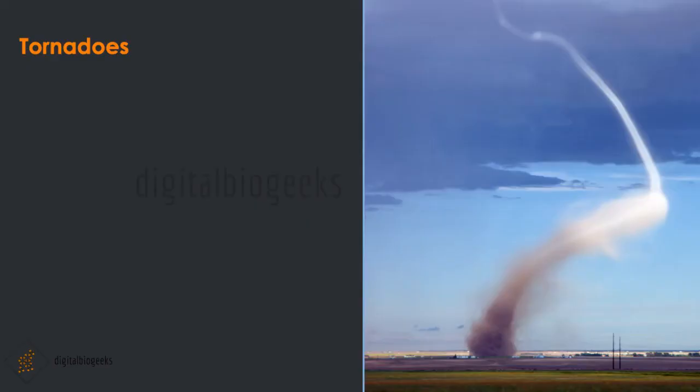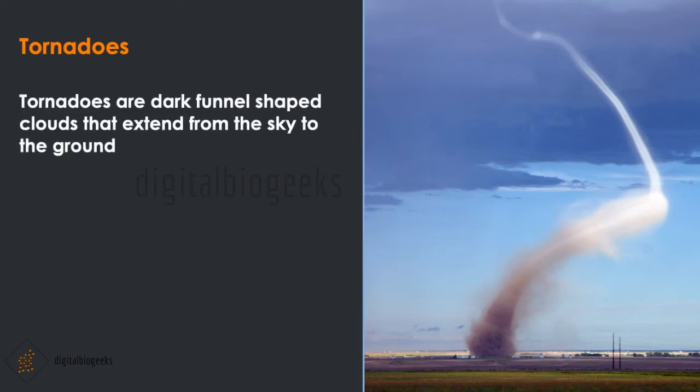Now let's learn about tornadoes. Tornadoes are not frequent in India. Tornadoes are dark funnel shaped clouds that extend from the sky to the ground. A violent tornado can go up to a speed of 300 kilometers per hour. Tornadoes may form within cyclones.